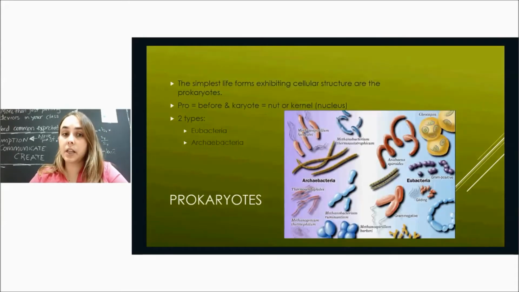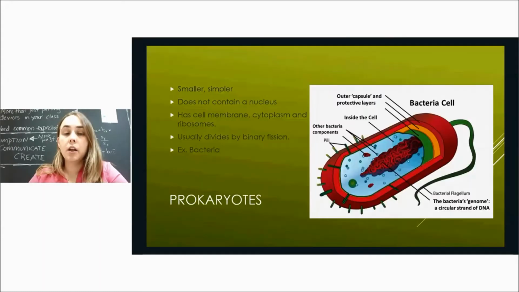The simplest life forms exhibiting cellular structure are prokaryotes. The word prokaryote literally means before the nucleus. Pro means before, and karyote means nut or kernel, and it refers to the nucleus. And there are two types of bacteria, the eubacteria and archaebacteria. This picture shows you a lot of variety of each type.